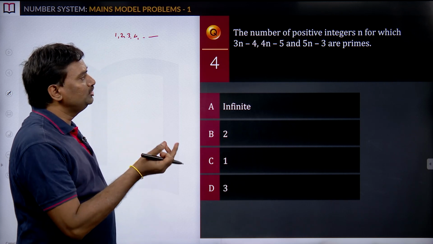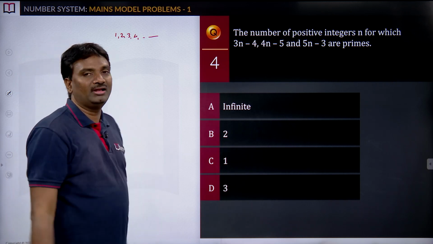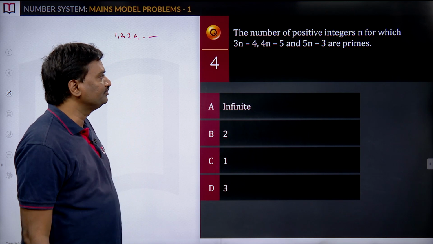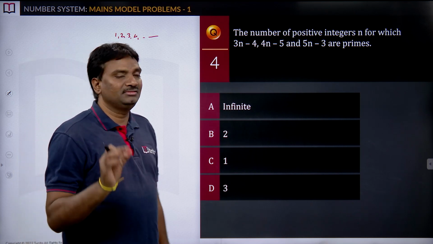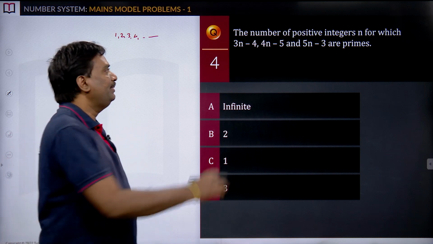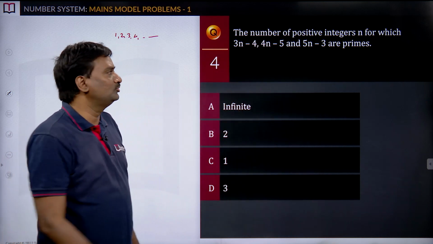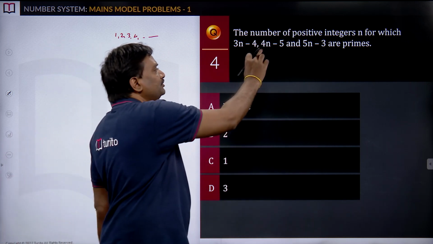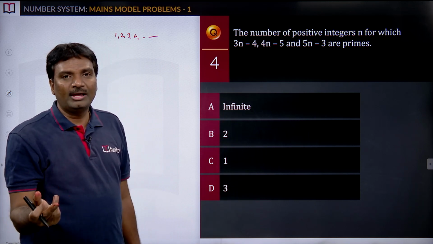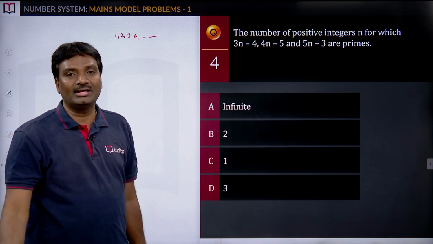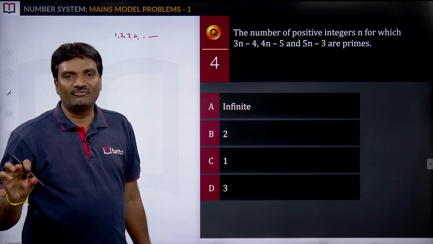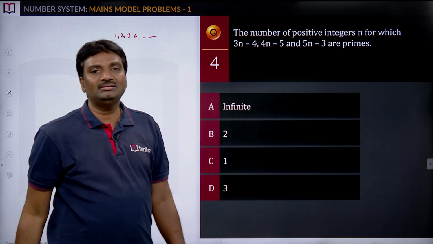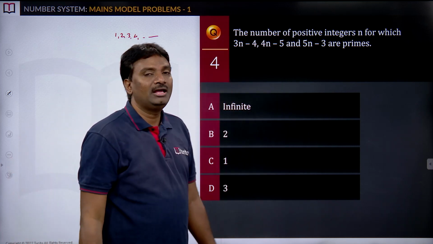So, the number of positive integers n, in place of n you may take 1 or 2 or 3 or 4, and so on, for which 3n minus 4, 4n minus 5 and 5n minus 3 are prime numbers. In place of n, by writing 1, 2, 3, 4, 5, and so on, these 3 numbers must be prime numbers. If 2 are prime numbers and the third one is not a prime number, then do not consider that. In place of n you may take any number, 1, 3, 8, 20, 40, 100, but by simplifying you must get all the numbers as prime numbers only.